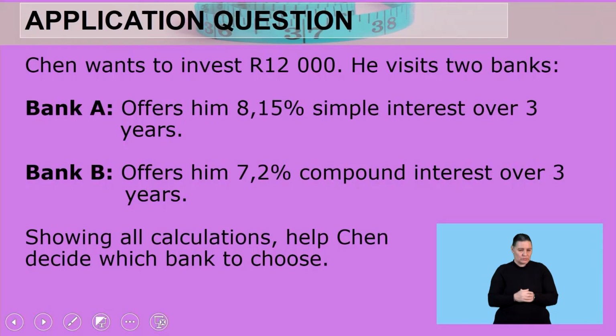So, Chen wants to invest 12,000 Rand. He visits two banks. Bank A offers him 8.15% simple interest over 3 years. Bank B offers him 7.2% compound interest over 3 years. Showing all calculations, help Chen decide which bank to choose.